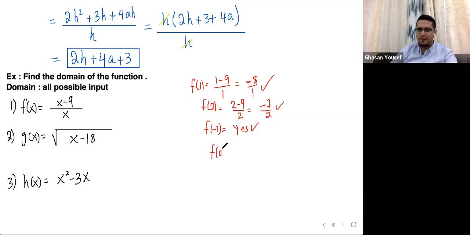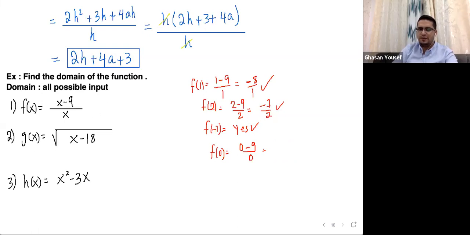Can I plug the 0 inside this function? Can I get 0 minus 9 over 0? I get minus 9 over 0. No. So the function is not defined at 0, but it is defined everywhere else.